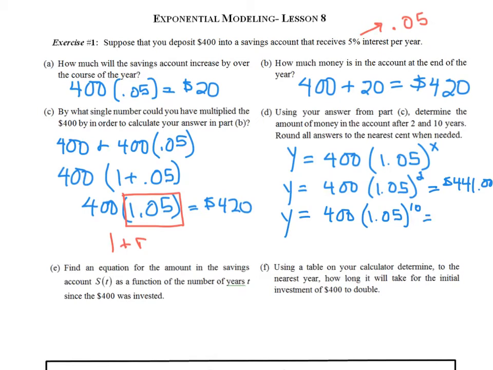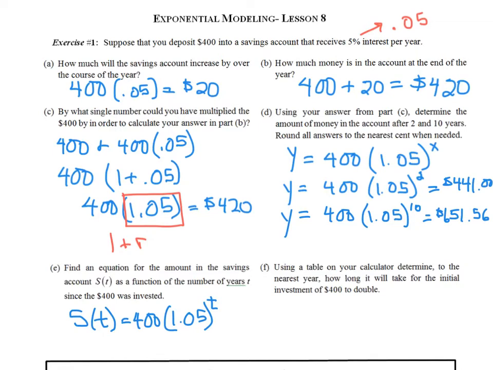When I do this calculation on my calculator, I'm getting $651, and I'm going to round this answer to 2 decimal places, 56 cents. So I see that the equation that I'm really using here is, they want me to write it as S of t in function notation. So S is going to be the amount in my savings account after t number of years. So I'm starting with my $400 and I'm multiplying by 1.05 raised to the t, where t stands for the number of years the money is in the account.